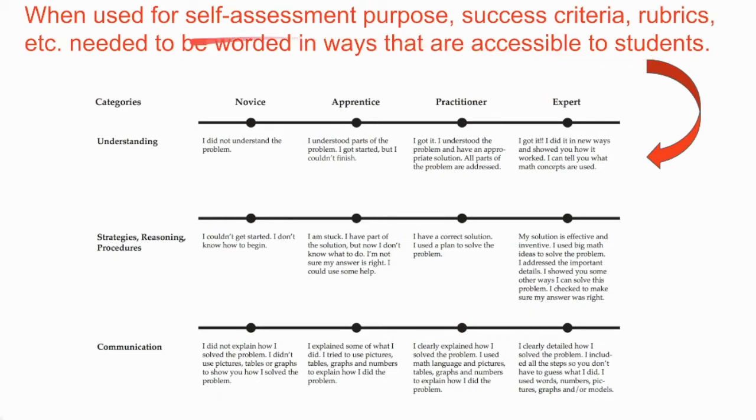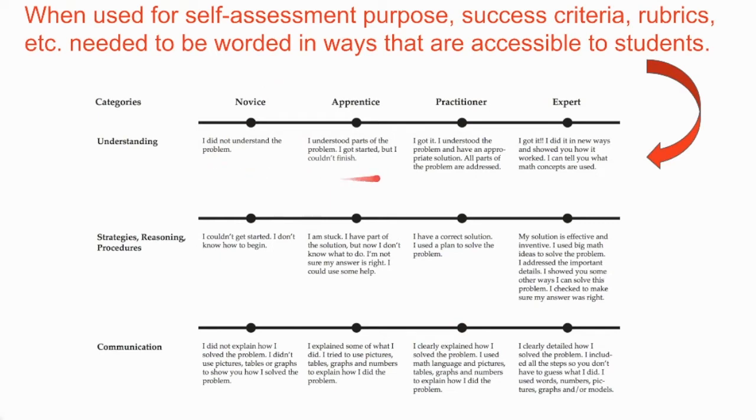and other tools need to be worded in ways that are accessible to our students. For example, let's say that these are the categories of skills we want our students to develop: understanding, strategies, reasoning, procedures, as well as communication. For a student to self-assess, they need to understand what each part of the scale means. For example, I did not understand the problem. Therefore, I consider myself a novice.